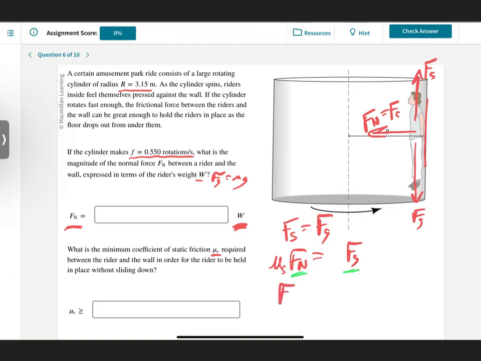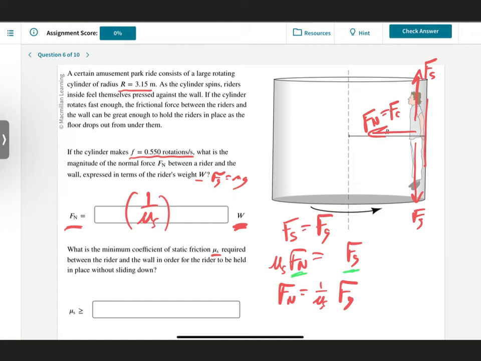So normal force, Fn, is going to equal 1 over mu s times Fg, times the weight. So whenever I find what mu s is, 1 divided by mu s is going to go in this box. So the answer to that first box is 1 over mu s. And when we find what mu s is, we can put a number in there and get it. But in the meantime, we've got to find what mu s is. So we're not quite there yet.